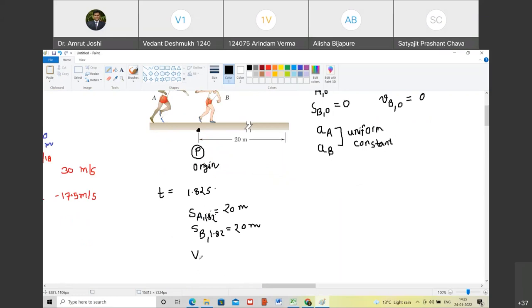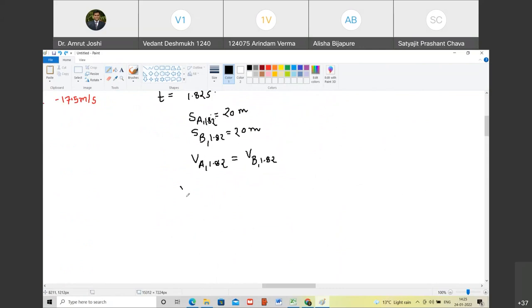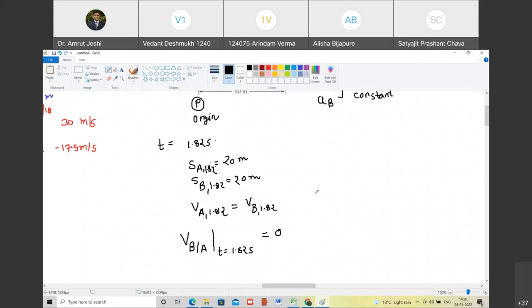What is the velocity of runner A at 1.82 seconds? It is equal to the velocity of runner B at 1.82 seconds. Are you with me? Yes. Happy? So this is all the data that we have translated. Now tell me, what is the relative velocity of runner B with reference to runner A at time t equal to 1.82 seconds? Zero. Yes, that is given because they are moving with the same speed.